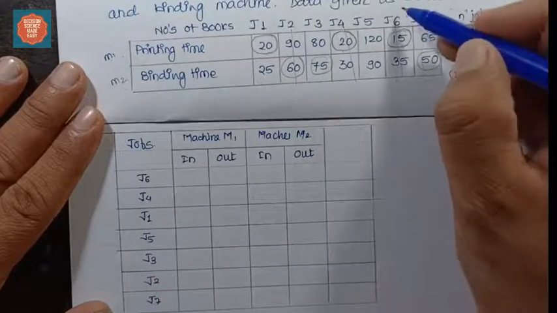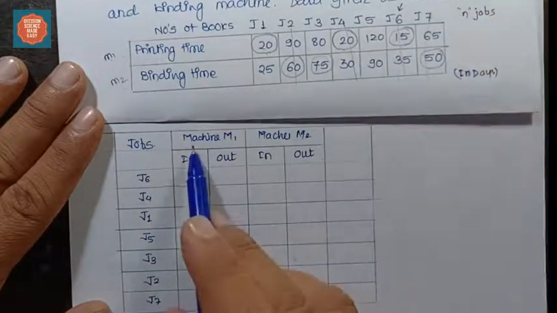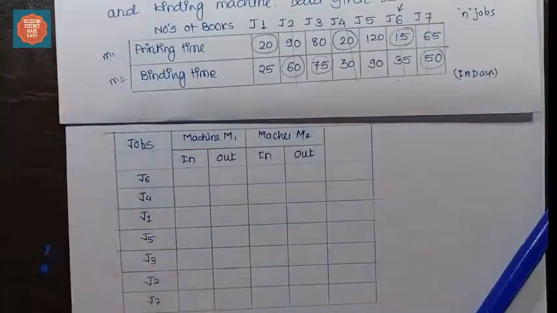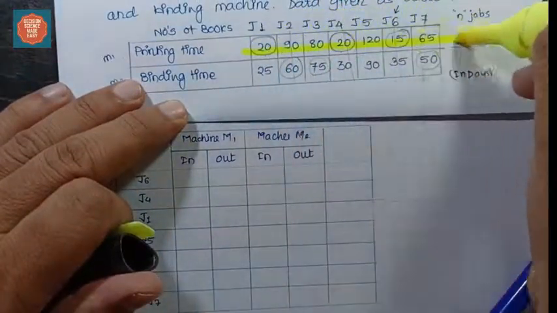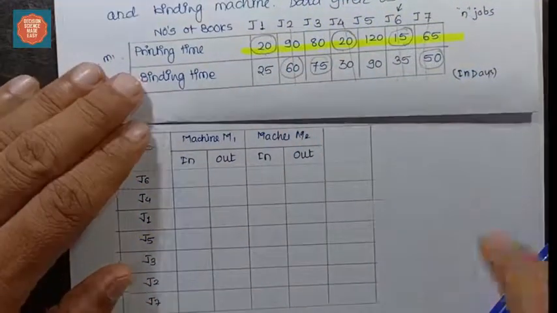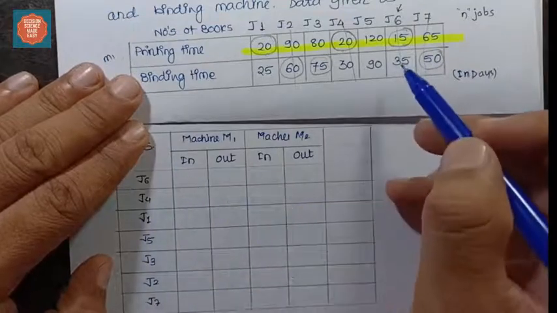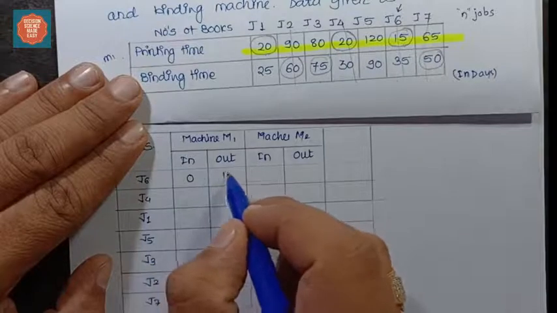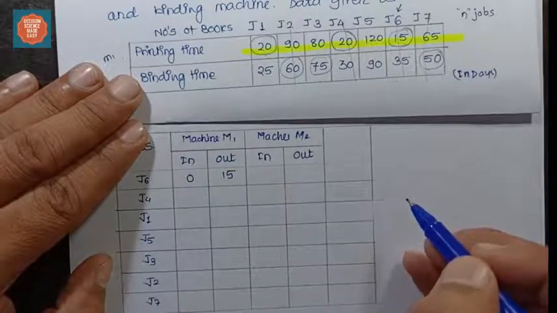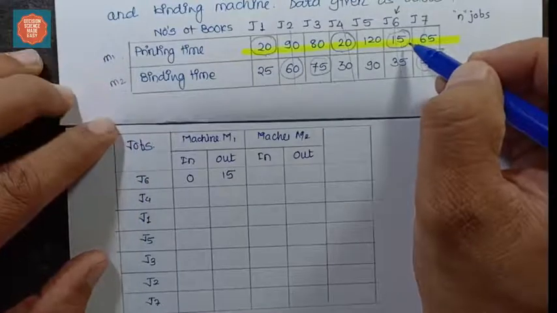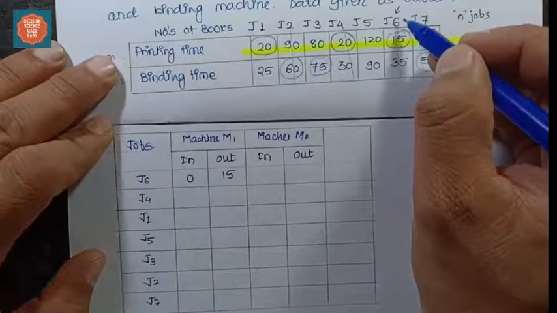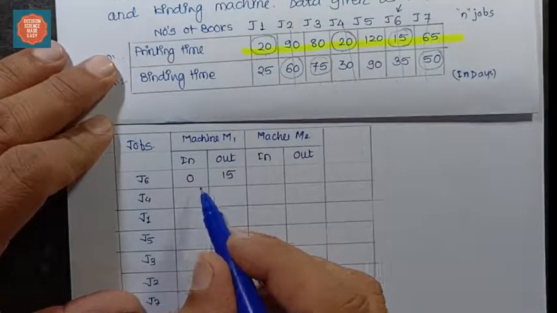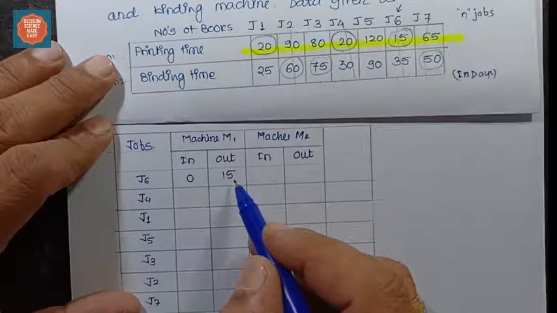So I'm going to check for the J6 machine, and I'm going to check for the machine M1, that is all the entries in this first row. So I'm going to first check all the entries in the first row. So what is the in time? The in time for J6 is the machine starts and the first job is completed at 15 days, since the printing for J6 job is 15. So the machine has started at 0 time. The total time taken is 15. So I'll just write down 15 here.